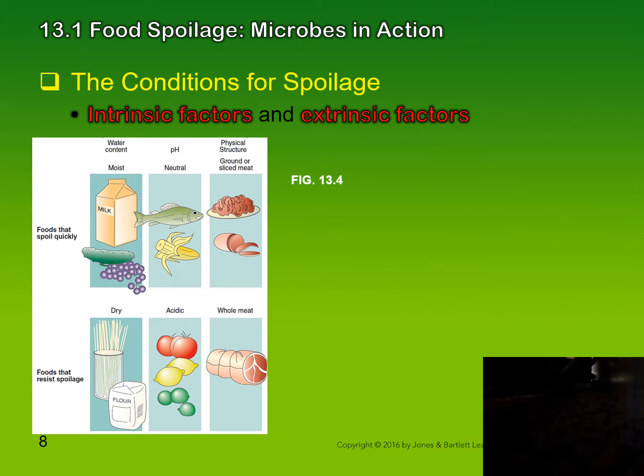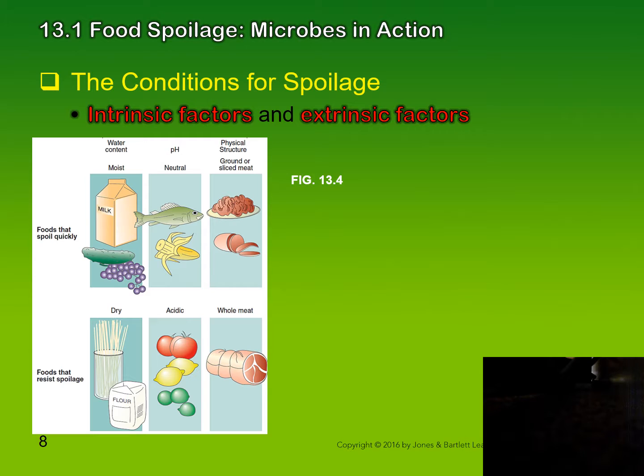pH: things that are more neutral, like fish or a banana, are going to spoil quicker. Things that are kind of acidic, like lemons and limes, aren't going to spoil as quickly, because it's very hard to get a microbe to grow in a low pH environment.